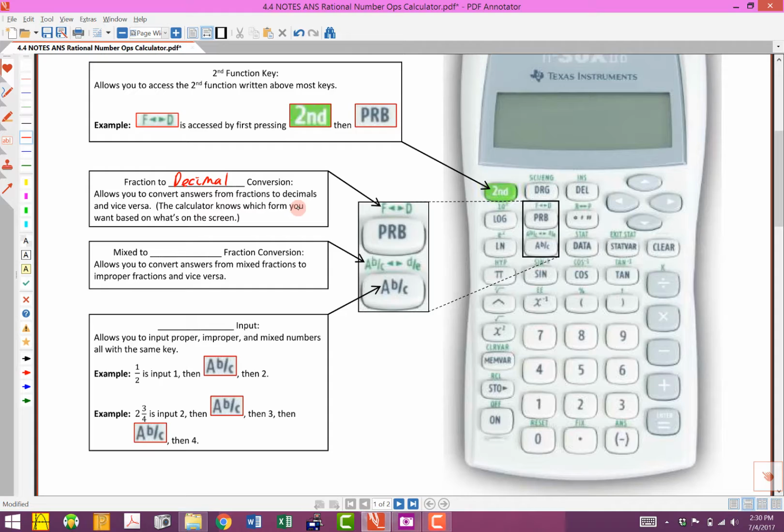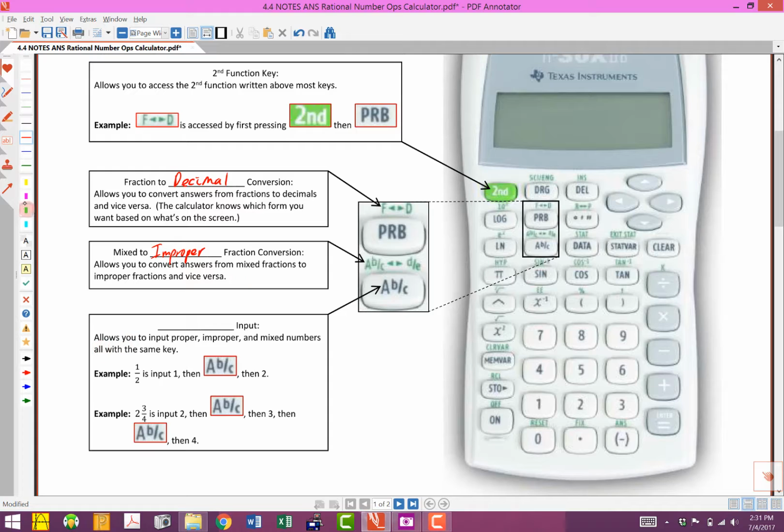And then there's another button right here, and again this has to be accessed using the second function key. This is the mixed number to improper fraction conversion, or just fraction conversion. It allows us to convert answers from mixed fraction to improper fraction and vice versa. So if you put in a mixed number, it'll give back an improper fraction. If you put in an improper fraction, it'll give you a mixed number.